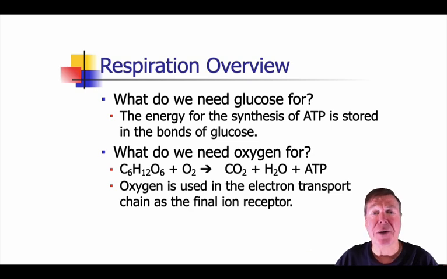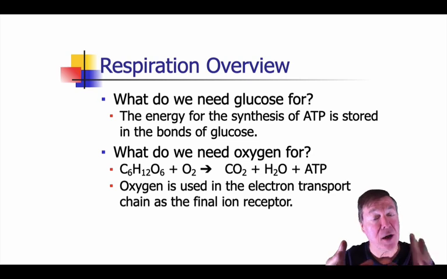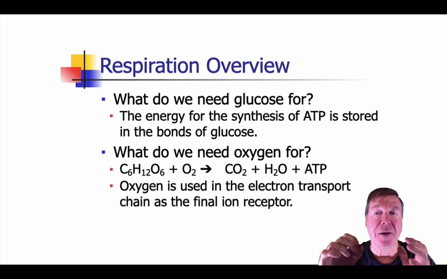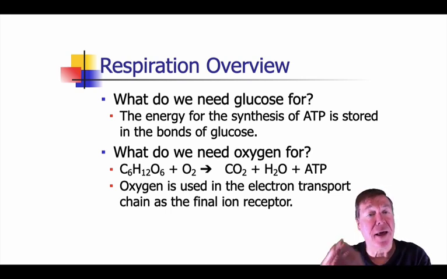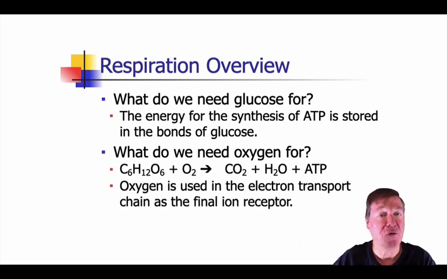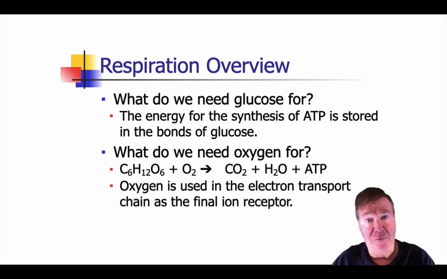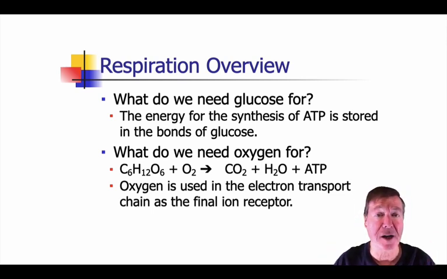So to review the entire overview of respiration: why do we need glucose? Because in the bonds of glucose is energy that our cells can change into enough energy to attach a phosphate to ADP to make it ATP. And our cells can use that energy for whatever they need. Why do we need oxygen? It's the final ion acceptor in the electron transport chain.